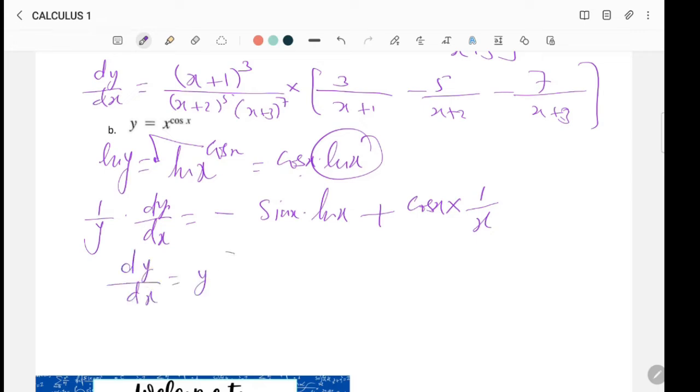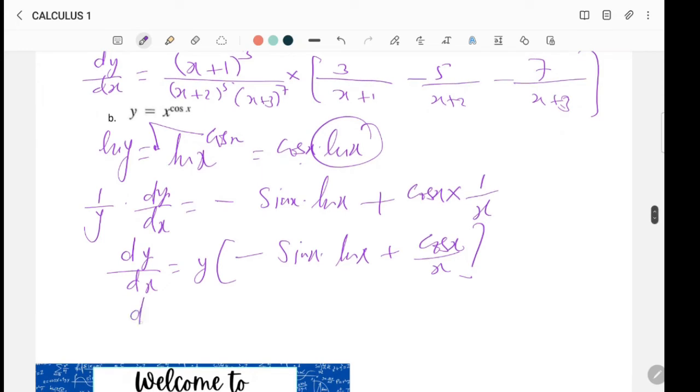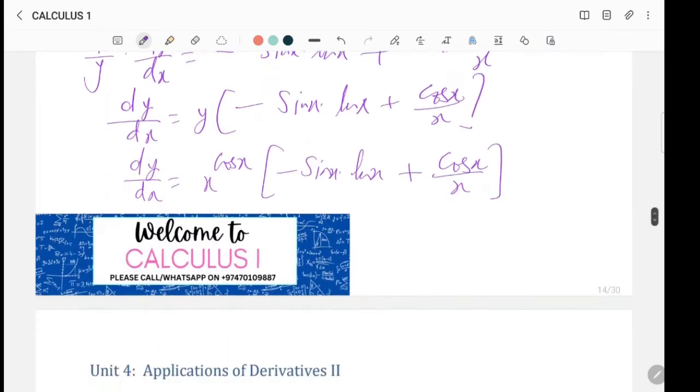dy by dx is y. You can multiply y both sides. Minus sin x ln x plus cos x over x, right? Now this y you have to replace with x to the power cos x, times minus sin x ln x plus cos x over x. Okay, this is the answer.